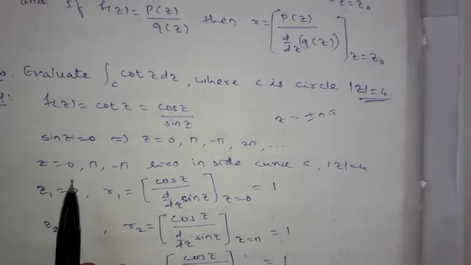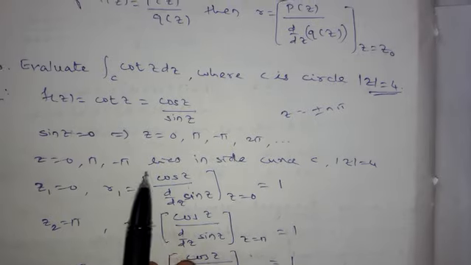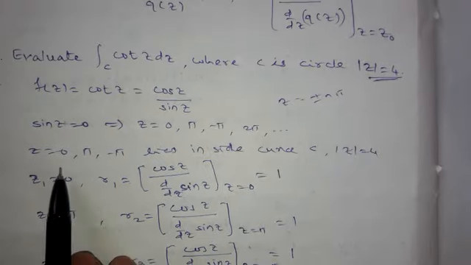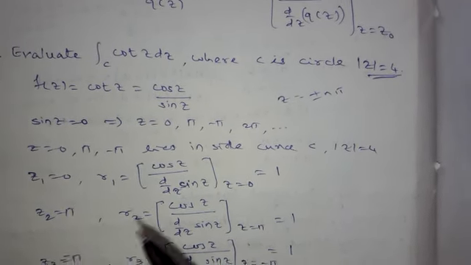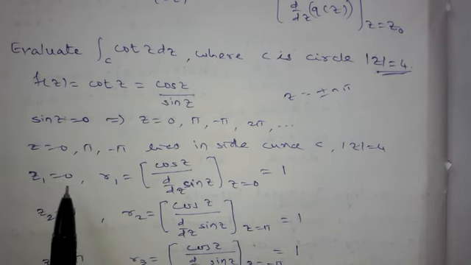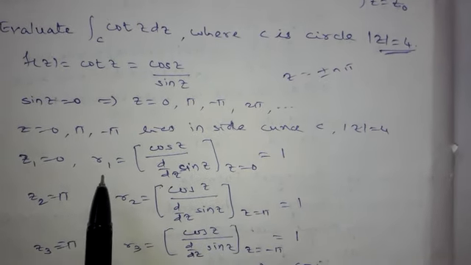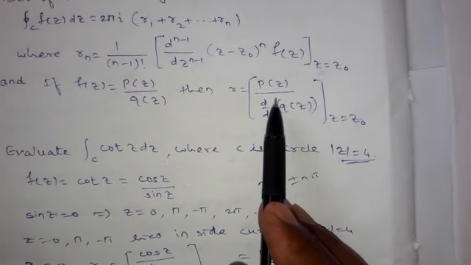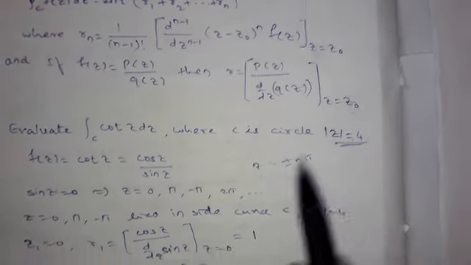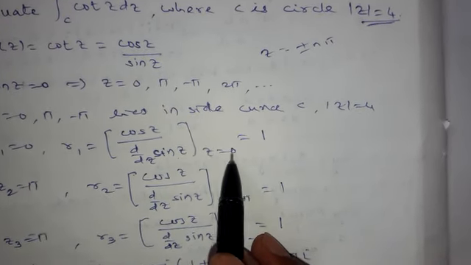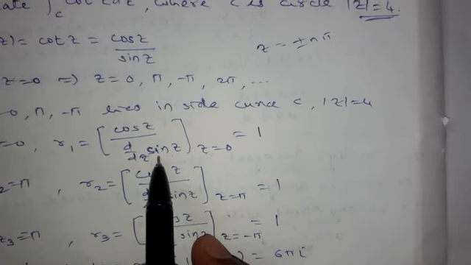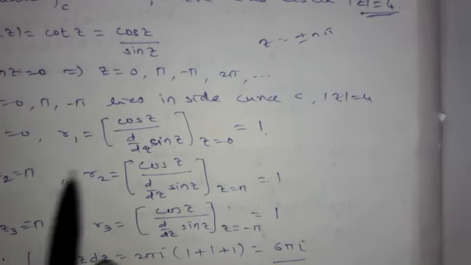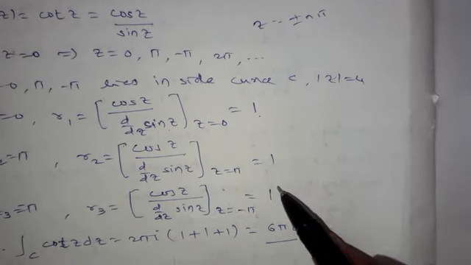Now z equal to 0, pi, minus pi lie inside the curve C, that is mod z equal to 4. So inside the circle, these 3 points are 0, pi, minus pi. For the first one, suppose z1 equal to 0. R1 is equal to cos z upon d by dz of sin z, using this formula, p of z upon d by dz of q of z, at z equal to z0. The derivative of sin z is cos z, so cos z and cos z get cancelled, we get 1. For any point, it doesn't matter; for all 3 points, with the same formula we get 1, 1, 1.